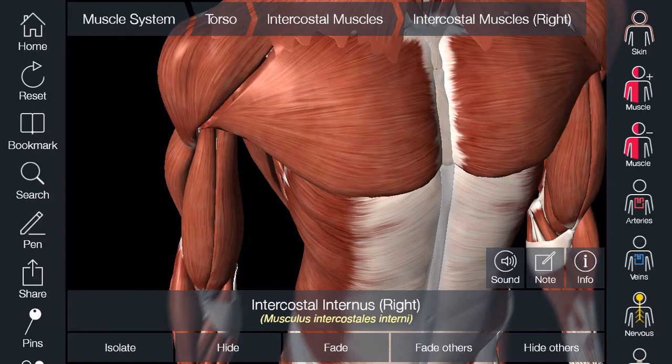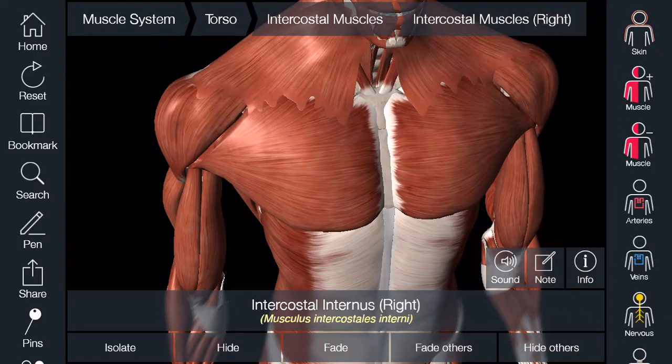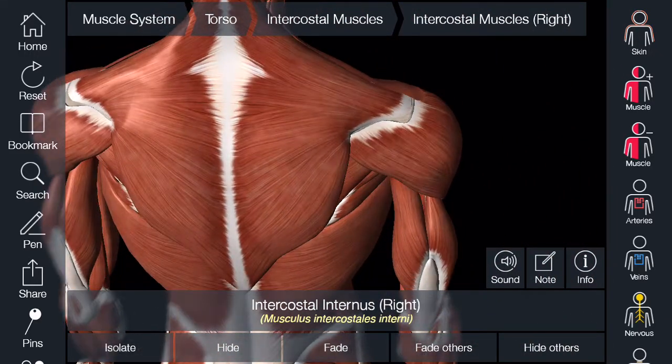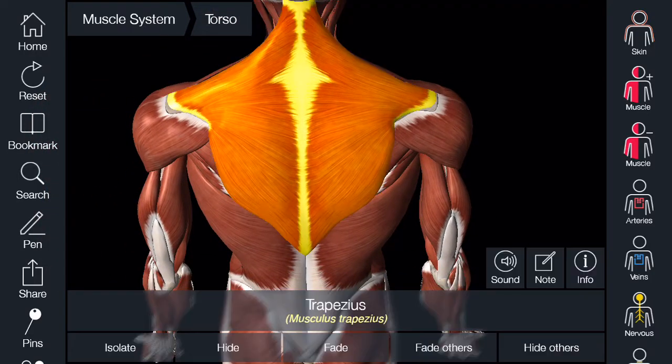Let me add back the layers of the muscles. Turn this guy around because our next muscle is the trapezius. Boom. It's this entire hunk of meat that is your trapezius, and that is extension of the head, elevation, rotation, and adduction of the scapula.